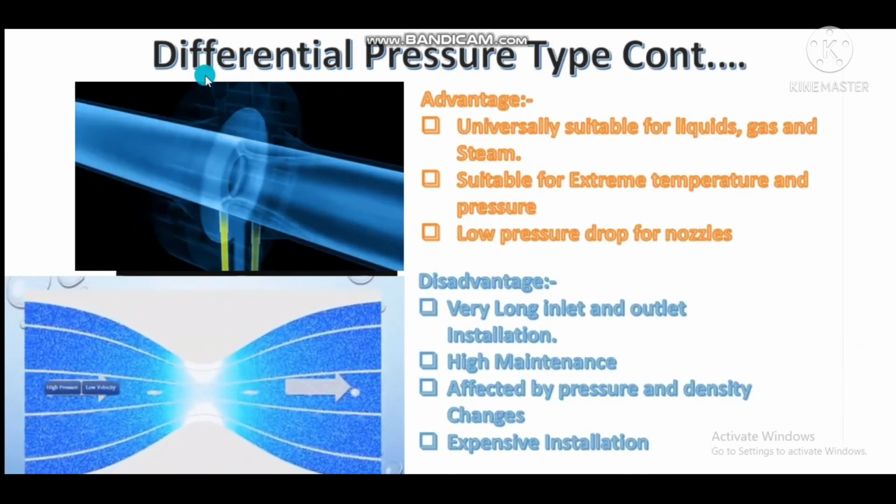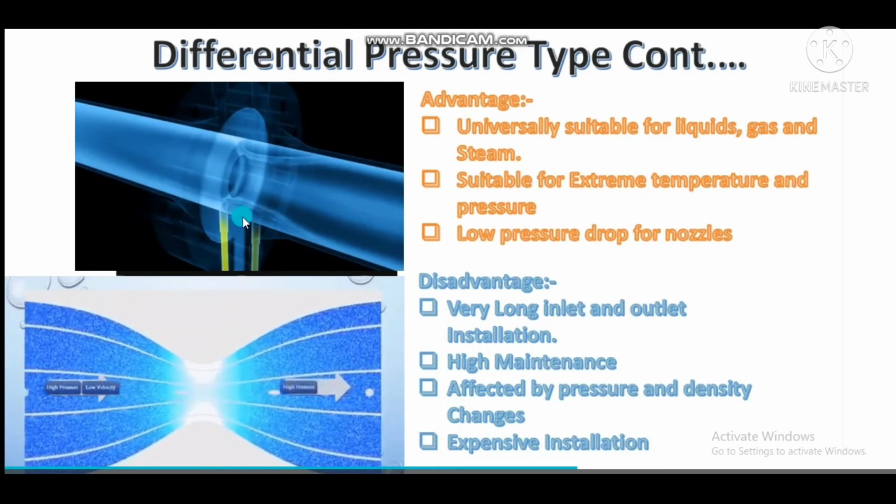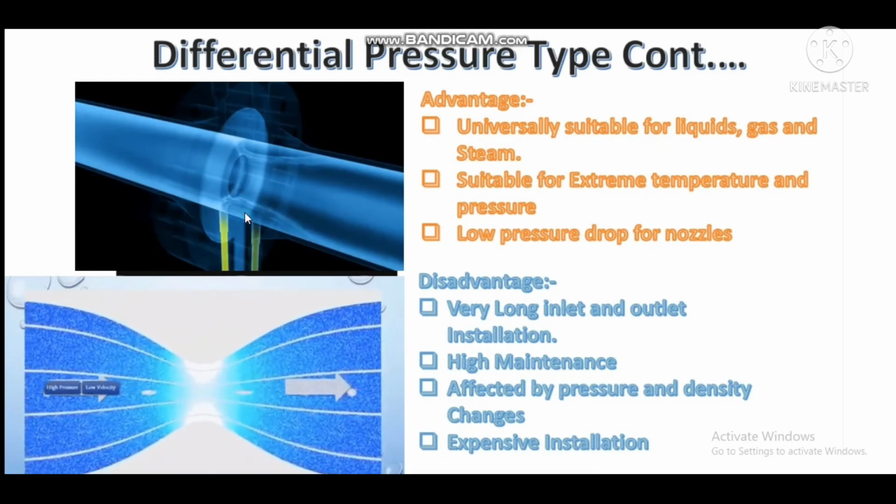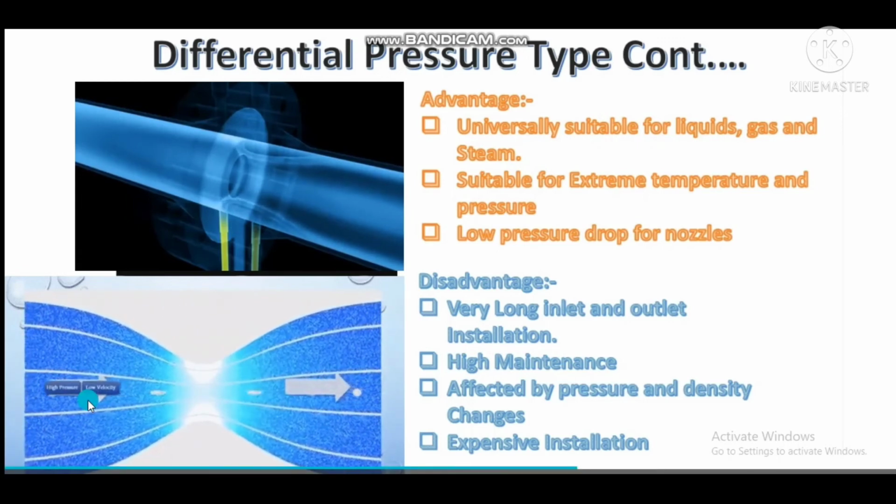In the case of the differential pressure type, this is the animation of the differential pressure type flow meter. This is the flowing of the liquid here. In this case we can see how the principle of Bernoulli's theorem is affected in the differential pressure type. Here we can see the region of high pressure and low velocity, and the region of low pressure and high velocity. So this is the Bernoulli's theorem working principle here.